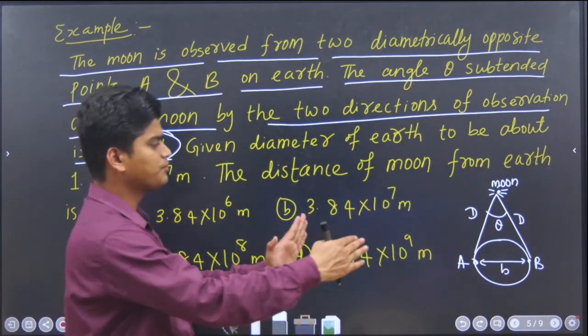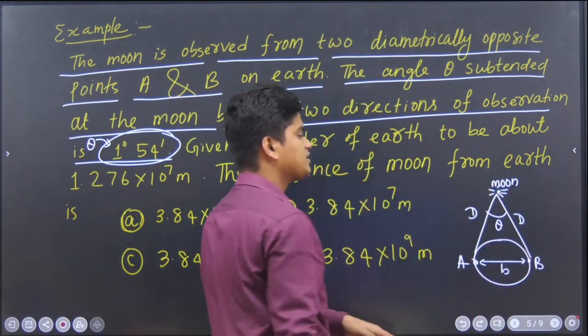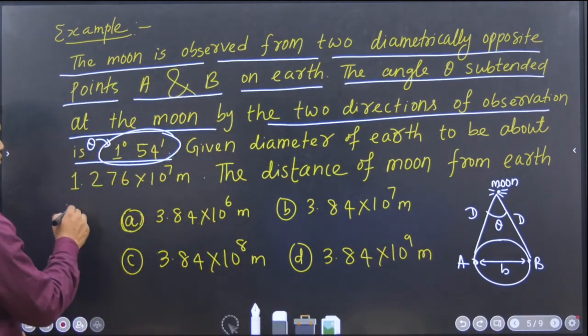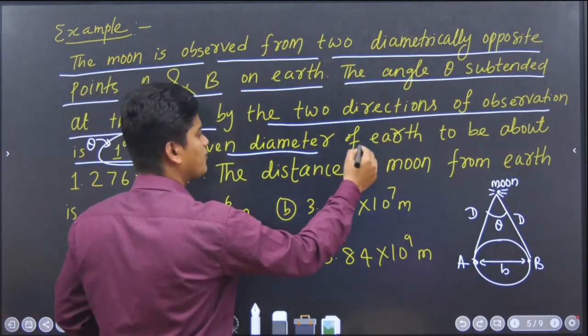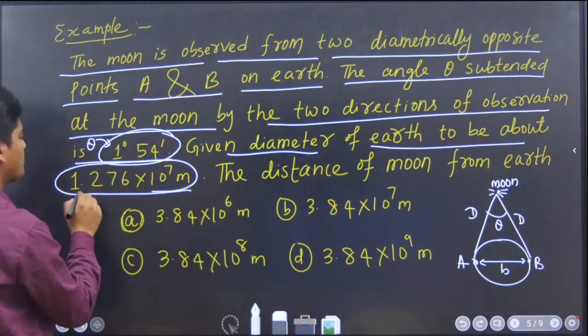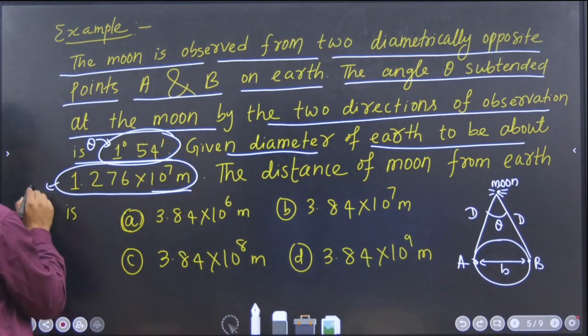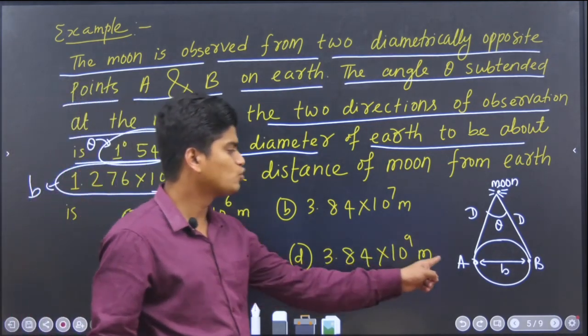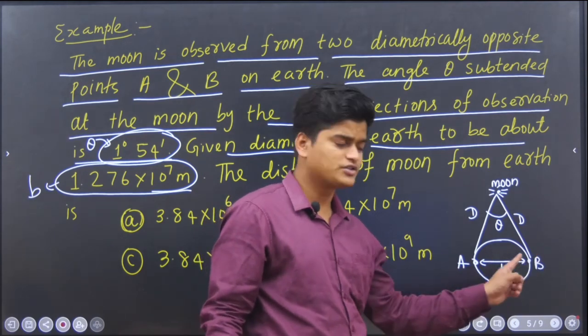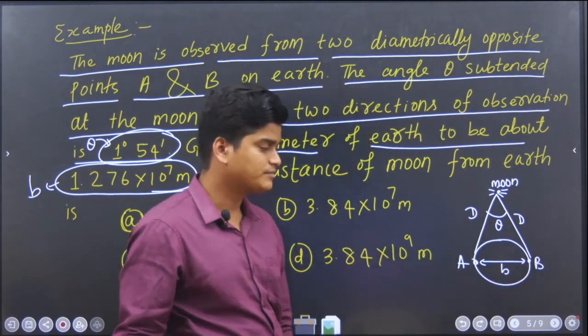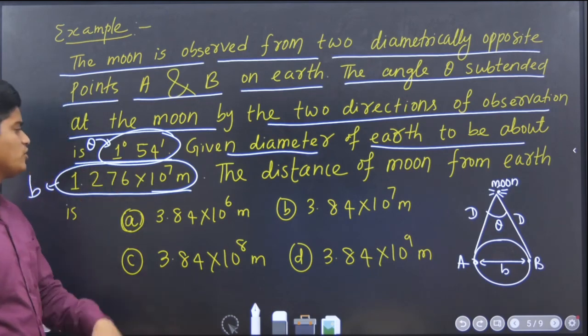So here you see these two observations or directions are making angle theta. Now the diameter of earth is nothing but how much? It's 1.276 into 10 to the power 7 meter. That means it is your B. So these are two diametrically opposite points, so this distance will be how much? B, that is nothing but 1.276 into 10 to the power 7 meter.